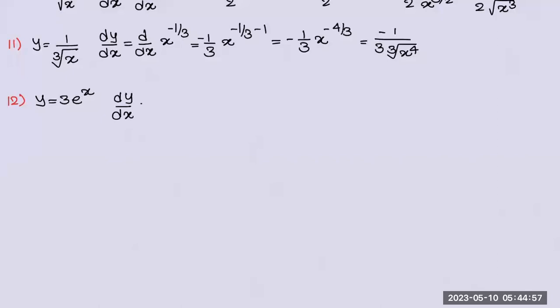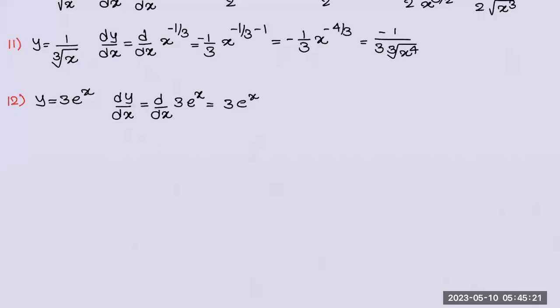dy by dx is equal to d by dx of 3 into e power x. A constant simply comes out when it is multiplied with a function. Constant alone, if you differentiate, it becomes 0. So 3 into the derivative of e power x is again 3 into e power x. Answer.